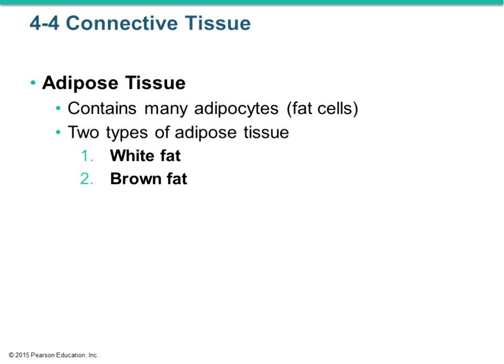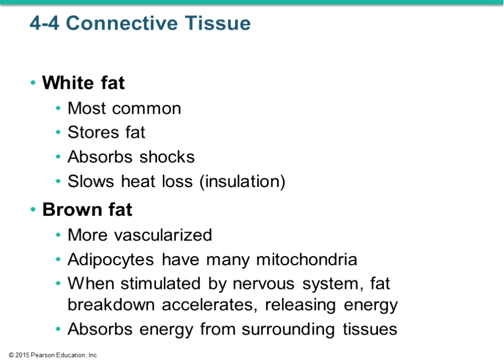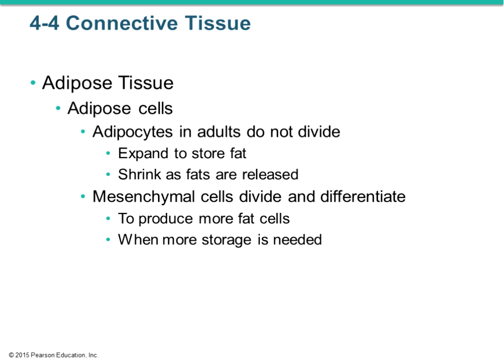Next, under this loose connective, is adipose. Again, adipose tissue has fat cells, right? And there are actually two types of adipose tissue, white and brown fat. White fat is what we most commonly have in the body. It stores lipid and also slows heat loss, right? So it does provide some insulation and can be a shock absorber. And so this is what we have, like our subcutaneous, right below the skin fat, is this white fat, right? Just very common. Brown fat is a little bit different. It's a little more vascularized. Adipocytes actually have mitochondria. They can absorb energy from this tissue and release energy. So a little bit different.